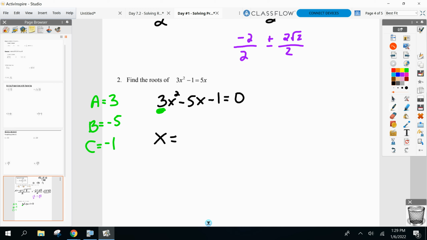X equals, who am I going to get on this one? -b. What number should be in there now? -b. If my b is -5 already, and I'm going to plug in for -b, it becomes positive. Are we all right there? +5. -5. Plus or minus? I'll wait for you guys. Go ahead. Store it in your calculator. Let's see what number I got to get underneath the radical.